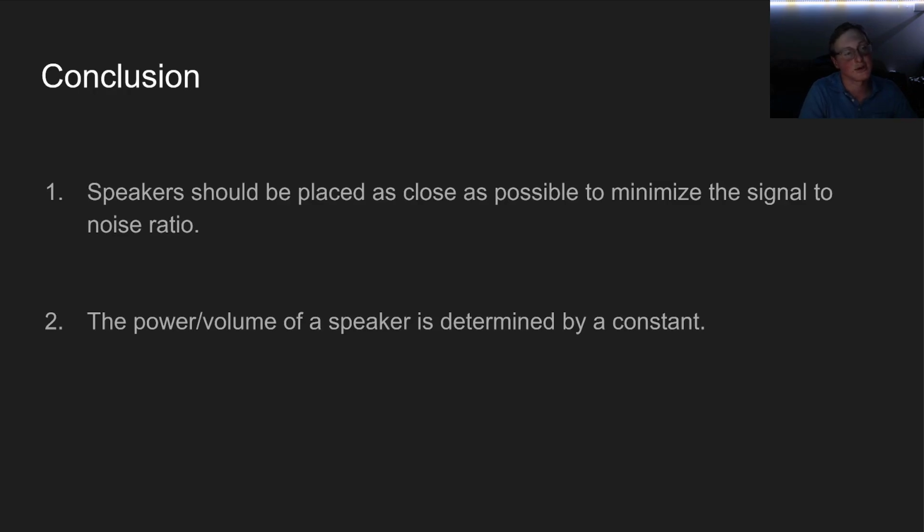In conclusion, speakers should be placed as close as possible to minimize the signal to noise ratio and keep the power as high as possible. And the power and volume of a speaker is determined by a constant, which is seen as the slope of that curve and varies per speaker.